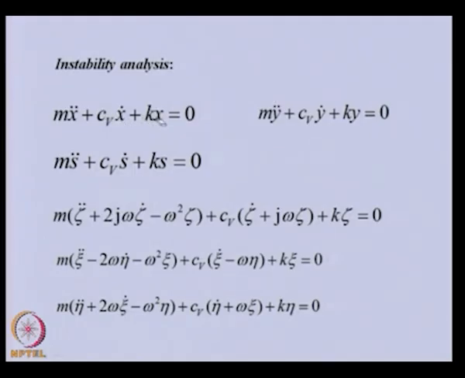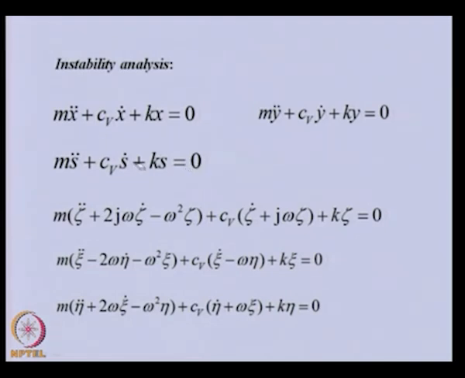As I told earlier, once we transform this equation of motion into the rotating coordinate system, then we will introduce the damping, because it will be convenient to introduce it at that stage. So now we are multiplying the second equation by j and adding it to the first equation. So we get the equation of motion in the complex domain in the stationary coordinate system. So m s double dot plus cv s dot plus k s is equal to 0.